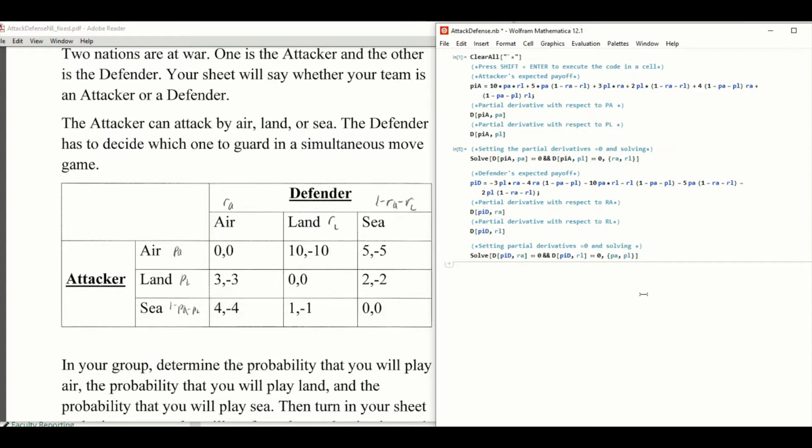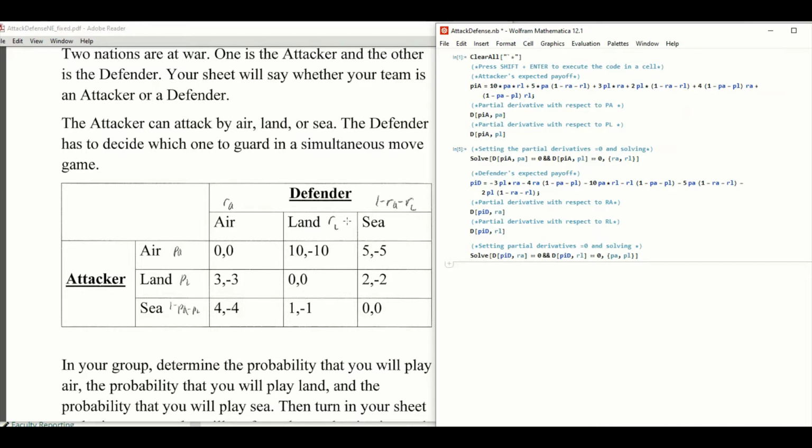So we have our setup that we had earlier. Attacker plays air with probability PA, land with probability PL. Defender plays air with probability RA, land with probability RL. So to set this up, I had to first write down the attacker's expected payoff.